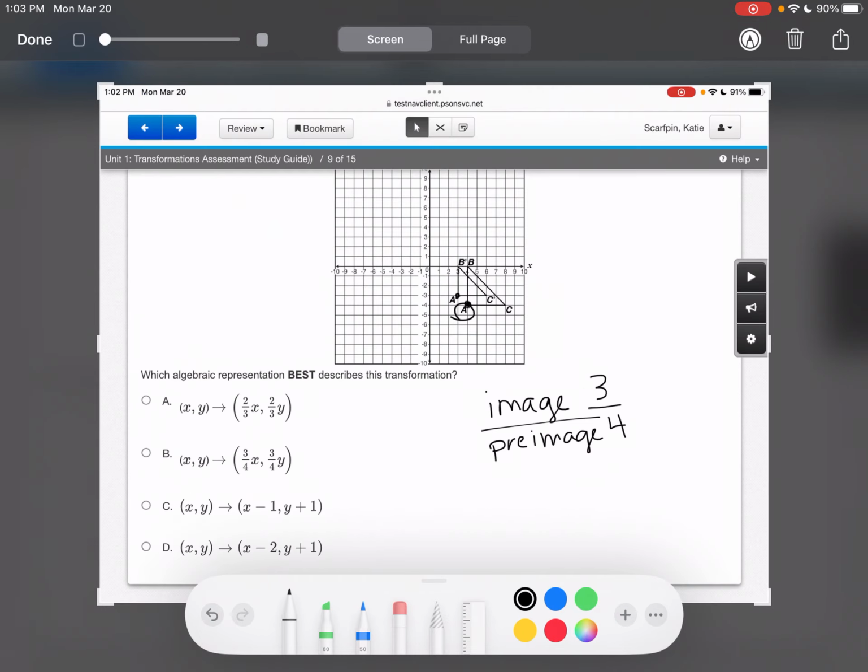So that's how they got B. It wasn't translated, which is how they would have gotten C or D. Translated means a slide, and that would have been C or D. It was dilated. Okay, so it was a dilation. It was made smaller.